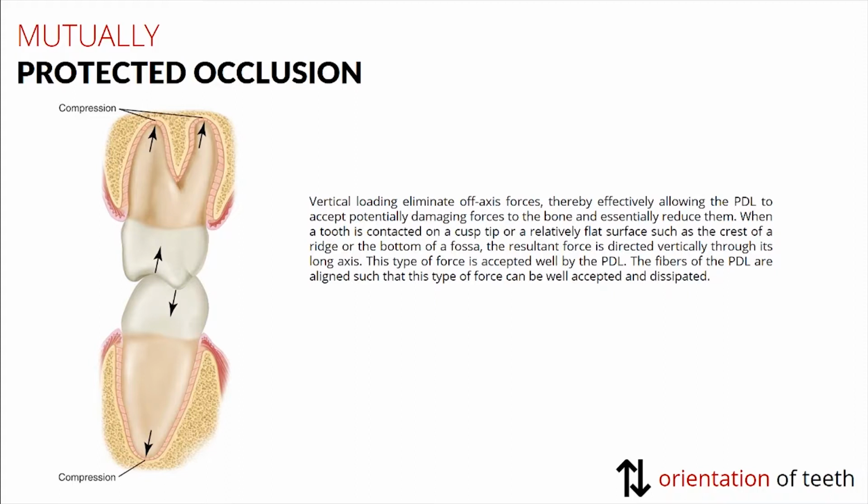So vertical loading eliminates the off-axis forces, and it thereby effectively allows the PDL to accept the potentially damaging forces to the bone and essentially reduces them. Okay, so the whole idea of mutually protected occlusion is that we're trying to protect the teeth and keep them in this harmonious relationship.